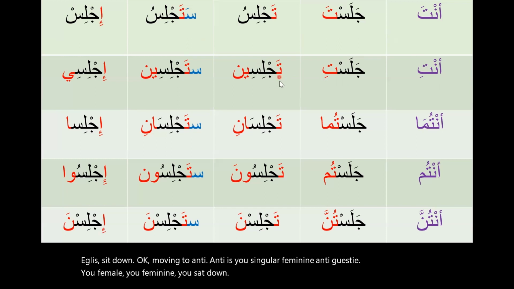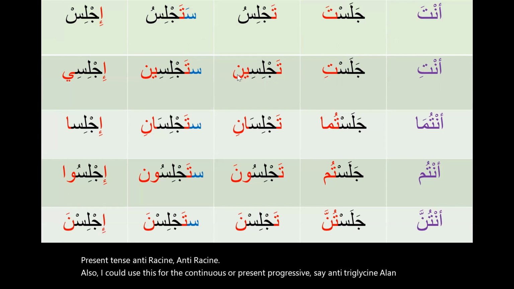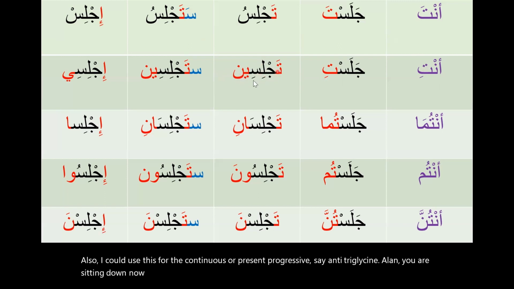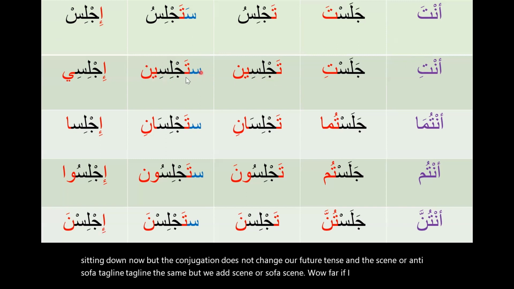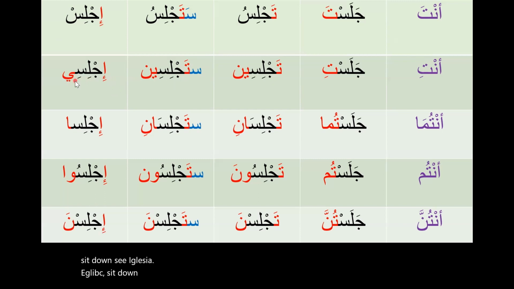Present tense, anti tajlisin. Also, I could use this for the continuous or present progressive. Say, أنتِ تجلسين الآن. You are sitting down now. But the conjugation does not change. Future tense, أنتِ ستجلسين or أنتِ سوف تجلسين. If I want to command her to sit down, see, اجلسي, sit down. You feminine, singular.